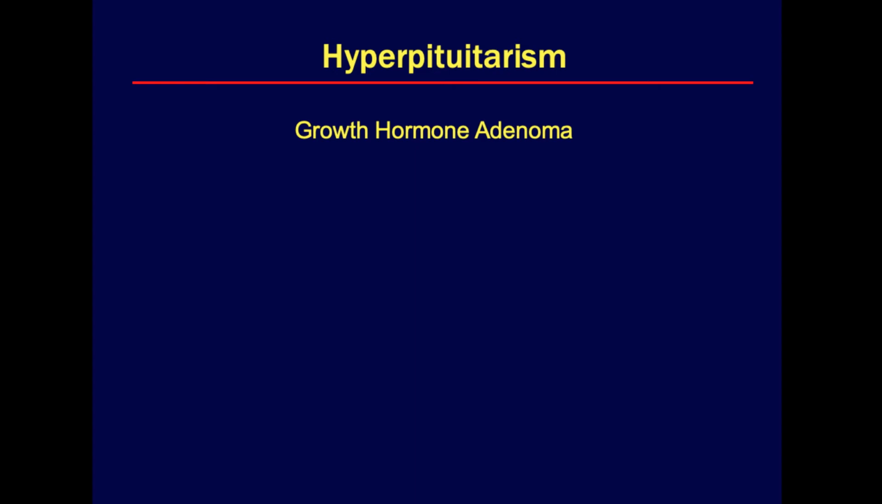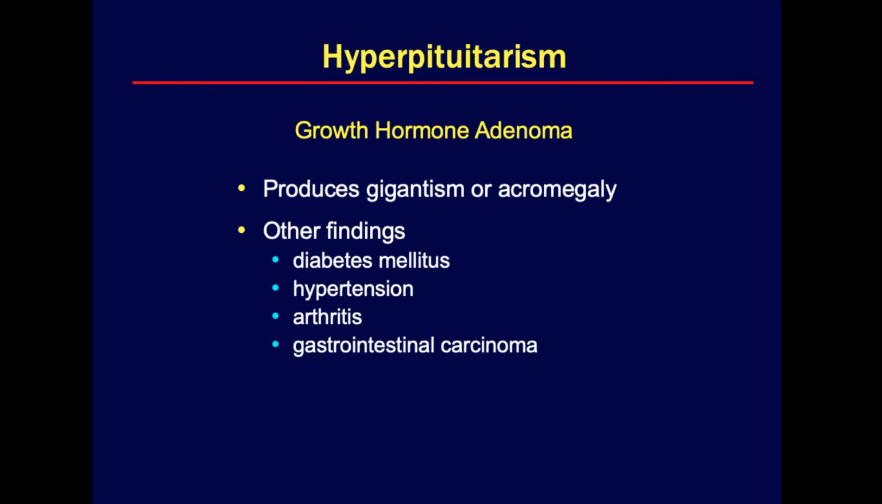So if we have a growth hormone adenoma, what is happening is this person is producing too much growth hormone, and it produces either gigantism or acromegaly. Now, other findings can be that the person also has diabetes, hypertension, arthritis, and then even developing gastrointestinal carcinoma. Now, gigantism is where our individual is going to grow very, very tall.